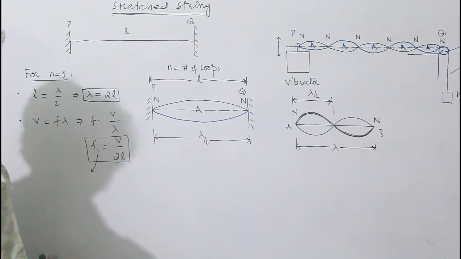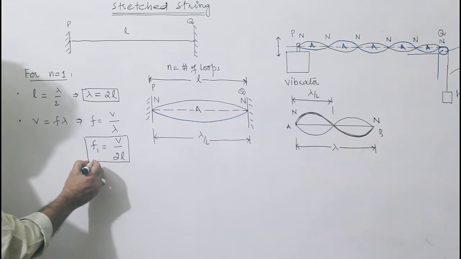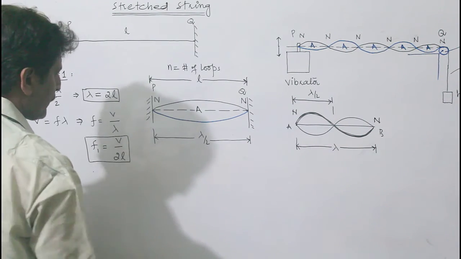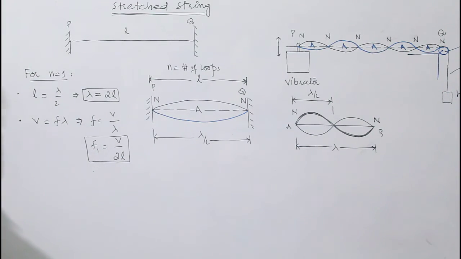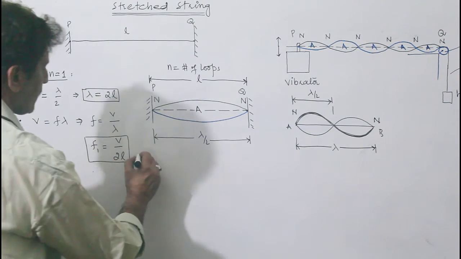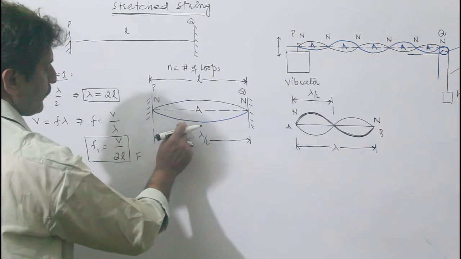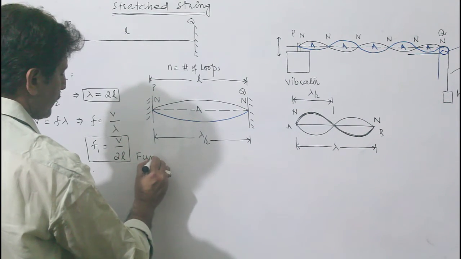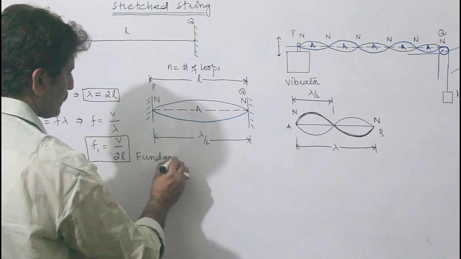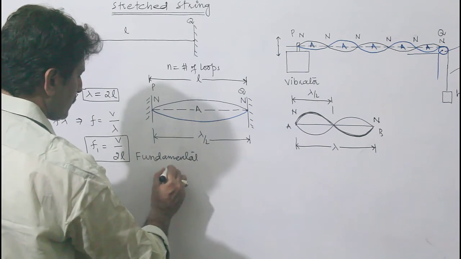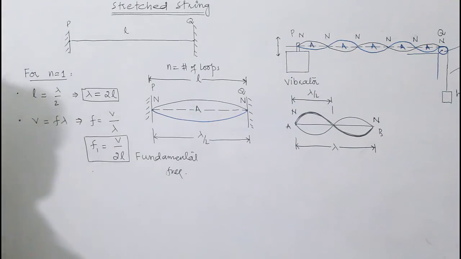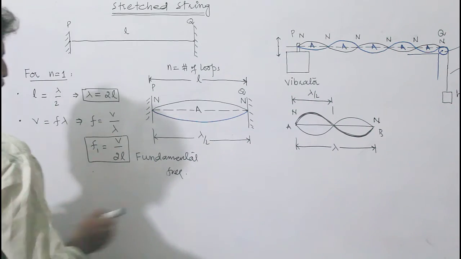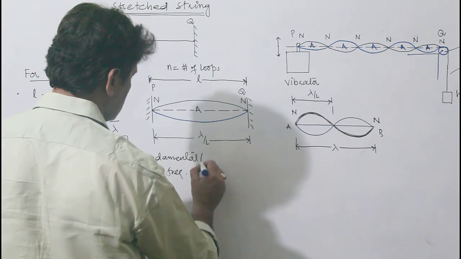This one shows the number of loops, because we have here n equals 1, and it is the minimum frequency generated here, because we cannot generate less than one loop in this string. So this frequency is called the fundamental frequency. And this fundamental frequency has another name, that is called the first harmonic. It is also called the first harmonic.